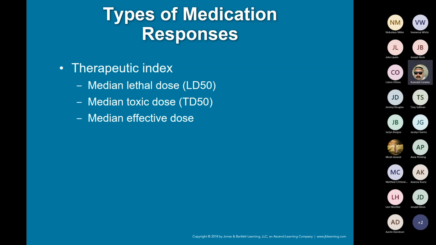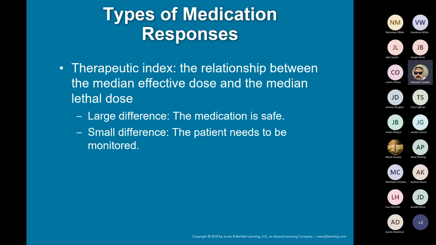The broader the index a medication has, the safer it is. The narrower the index, the more dangerous it can be for our patient, if that makes sense. So the larger the difference, the larger the range, it's pretty safe. The smaller the range, the smaller the difference as far as therapeutic index, then I need to monitor that patient a little bit closer. And a lot of that can come down to your dosage.